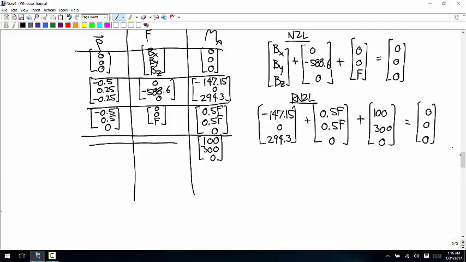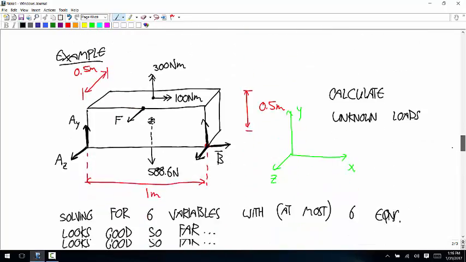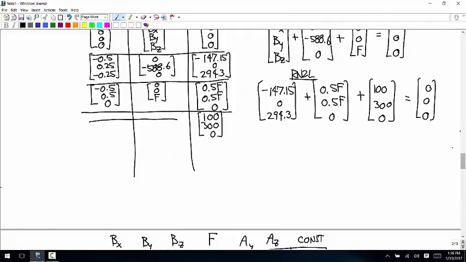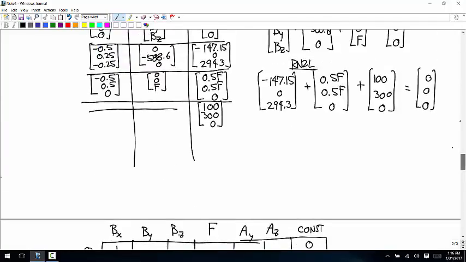Oh, no, I didn't finish this. That's why that looks weird. I forgot to do AY and AZ, so we have to do one more. Sorry about that.